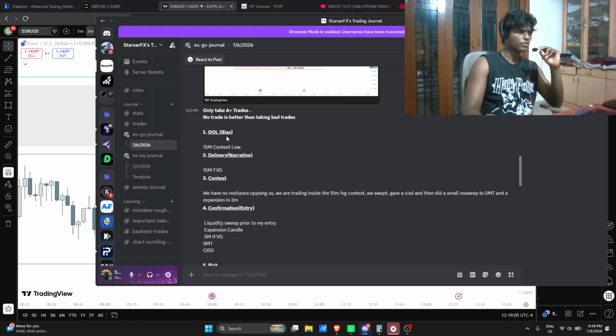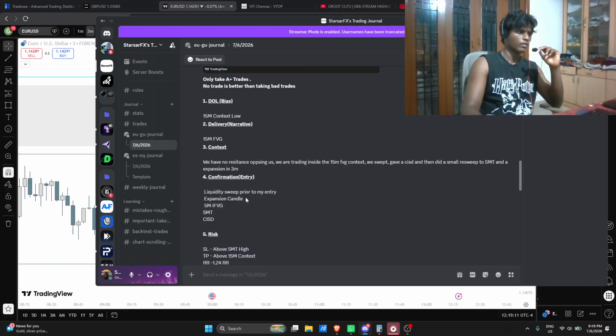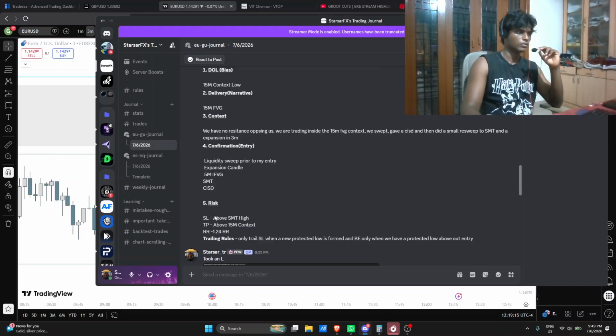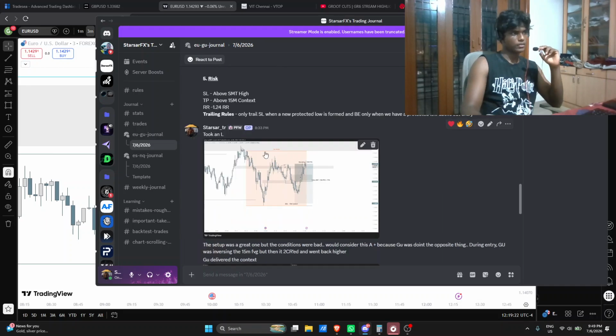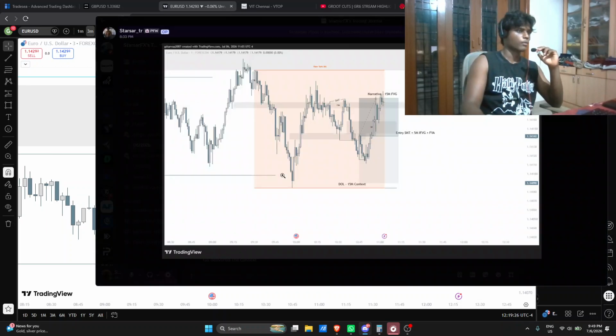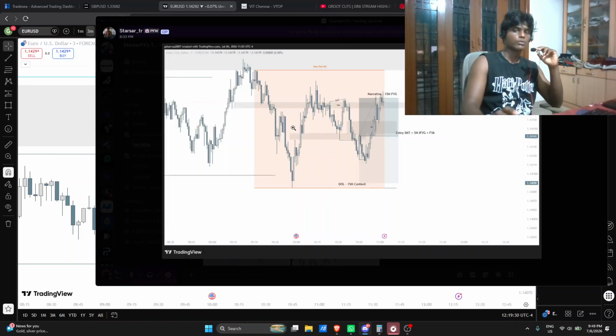So basically my draw on liquidity was my 15-minute context, and my delivery was my 15-minute fair value gap, and then entry was liquidity sweep, expansion, 5-minute IFVG, SMT, CISD. Okay, so my risk is set above the SMT high, TP above the 15-minute context, and RR is 1.24. Okay, so this was not a good trade. This was a bad trade.